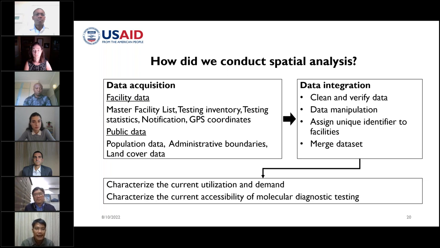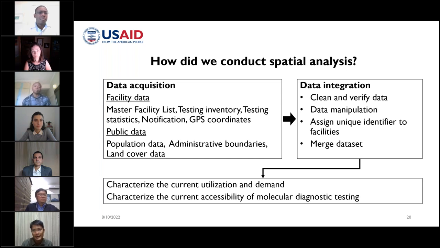So the first thing we have done is the data acquisition. We get the facility and program data from National TB Program and National TB Reference Laboratories. For some information about the population, like the population density or administrative boundaries, we access them from the publicly available data sources. After that, we undergo the data integration process, which was quite tough for us because the spatial analysis was the first time in country to conduct for the TB diagnostic network. So most of the variables we use were not previously routinely used by the National TB program. So after a lot of data cleaning and verification, we have that ready to analyze this database.